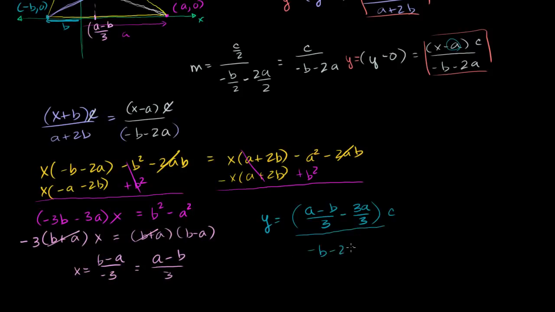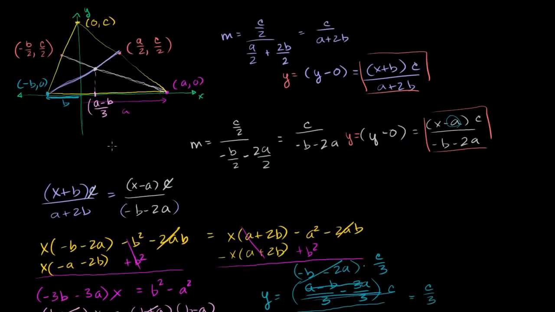negative b minus 2a. So this is going to be equal to, see, in the numerator up here, we have an a minus 3a. So this is equal to negative b. We have a negative b there, and then we have a minus 3a is minus 2a. So this becomes negative b minus 2a times, we could factor out the 1/3, times c over 3. So that's what the numerator is, all of that over negative b minus 2a. Well, that's going to cancel with that. And so our y-coordinate is going to be equal to c over 3. So our y-coordinate over here is c over 3.